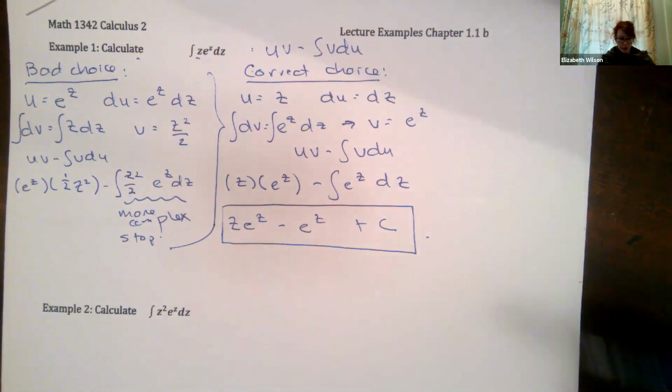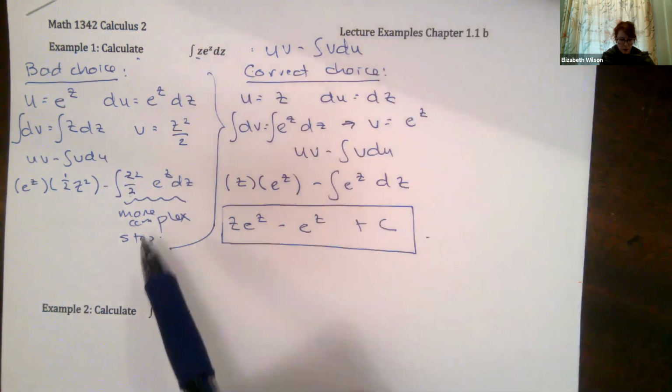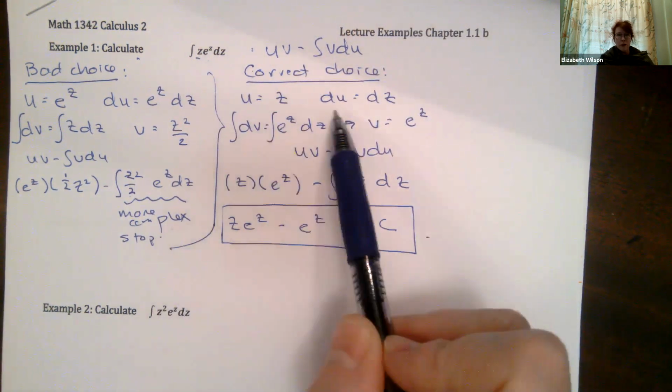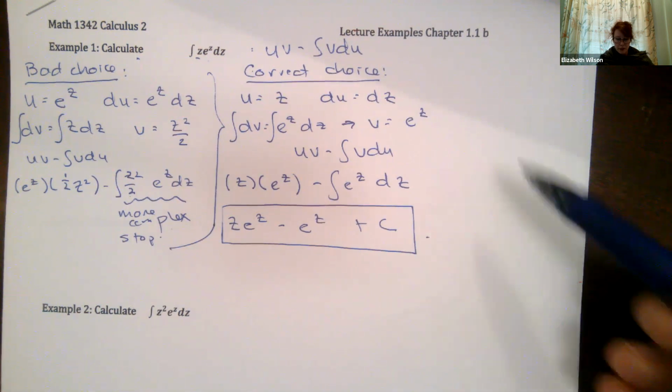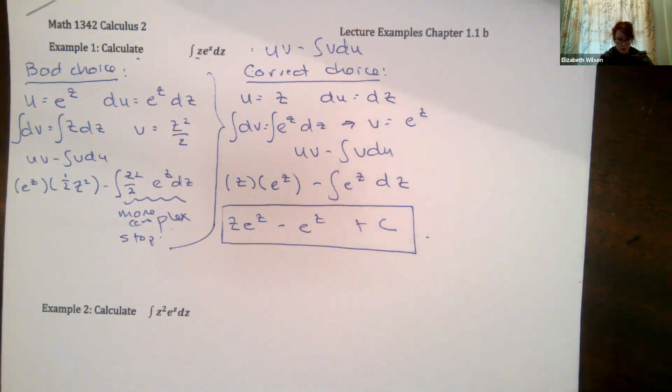Everybody see how we made a bad choice, decided it was more complex, so we stopped and switched our variables, and we can see that it's making it more simple, so we're going to work from there.